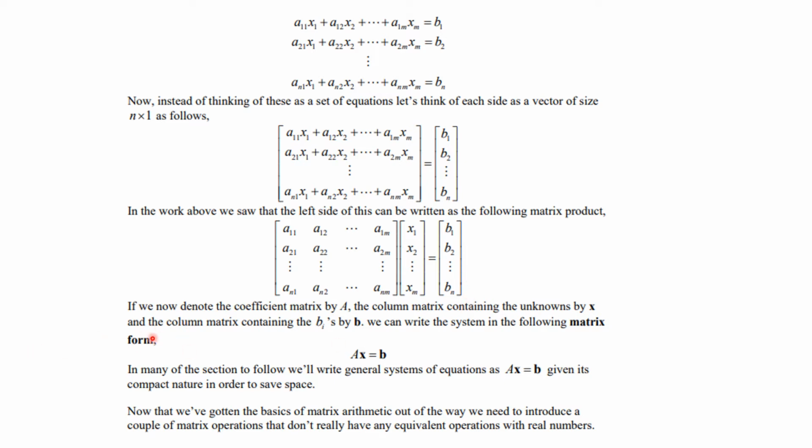So if we denote the coefficient matrix by A, the column matrix containing the unknowns by X, and the column matrix containing the b's by B, again these are bolded so they're vectors, we can write the system in the following matrix form. This is AX equals B. Now, in many of the sections that follow, we'll write general systems of equations as AX equals B, just because this is a very compact and clear way to write them. Okay.